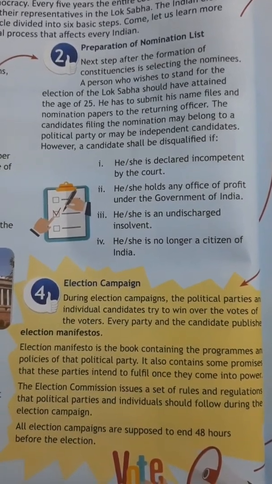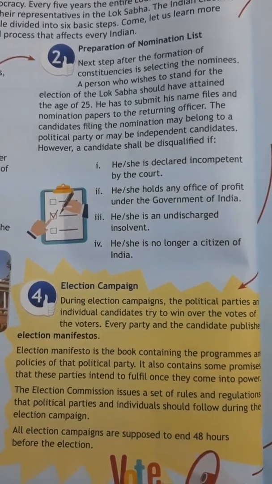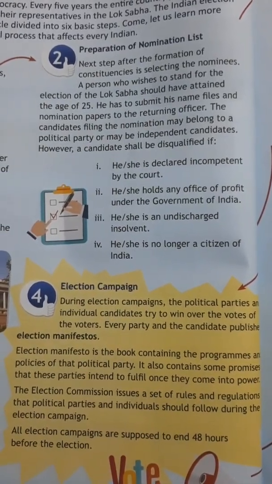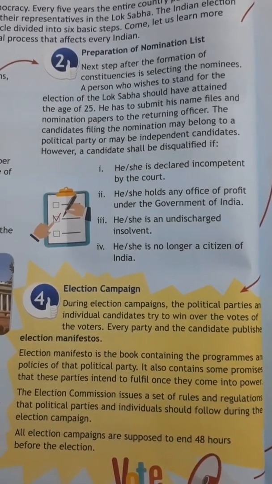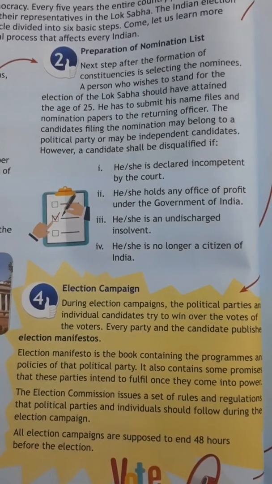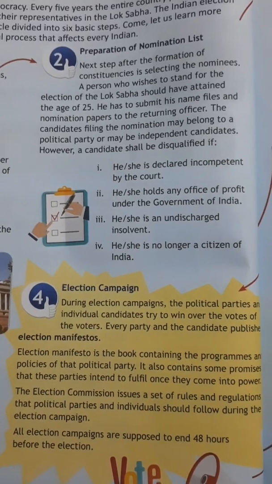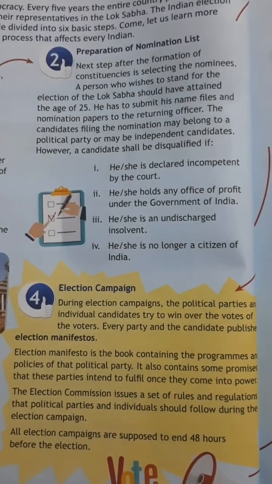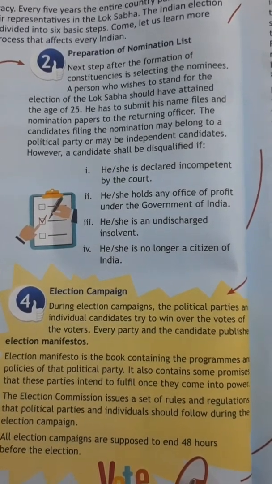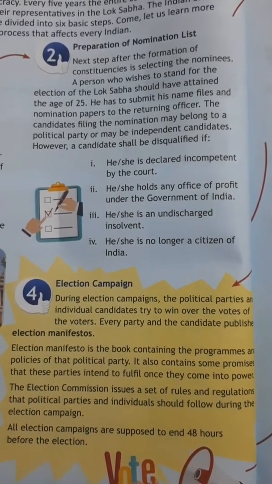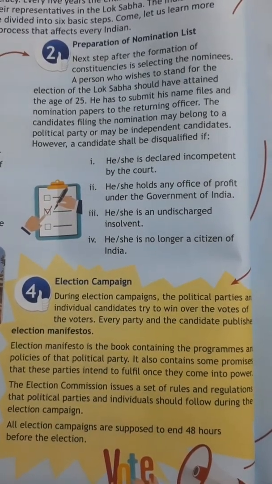The third process is election campaign. During election campaigns, the political parties and individual candidates try to win over the votes of the voters. Every party and candidate publishes election manifestos. An election manifesto is a book containing the programs and policies of the political party. It also contains some promises that these parties intend to fulfill once they come into power.